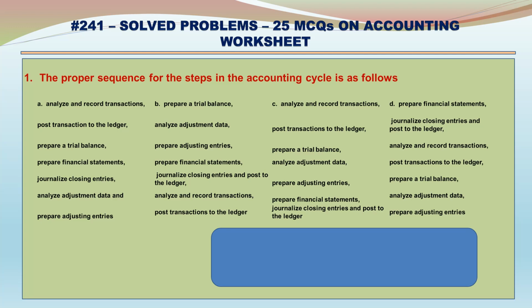Option C. Analyze and record transactions, post transactions to the ledger, prepare trial balance, analyze adjustment data, prepare adjusting entries, prepare financial statements, journalize closing entries, and post to the ledger. Option D. Prepare financial statements, journalize closing entries, post to the ledger, analyze and record transactions, post transactions to the ledger, prepare trial balance, analyze adjustment data, prepare adjusting entries.